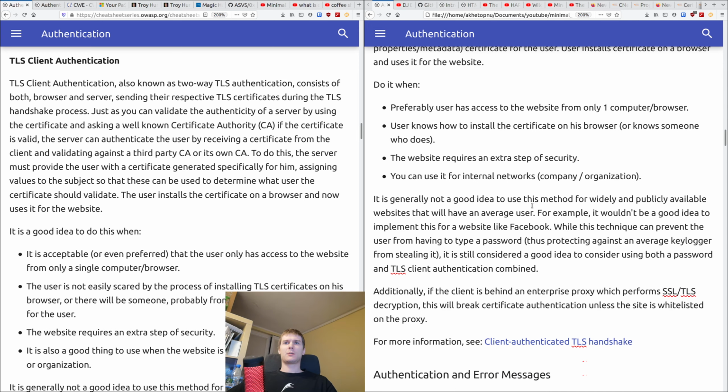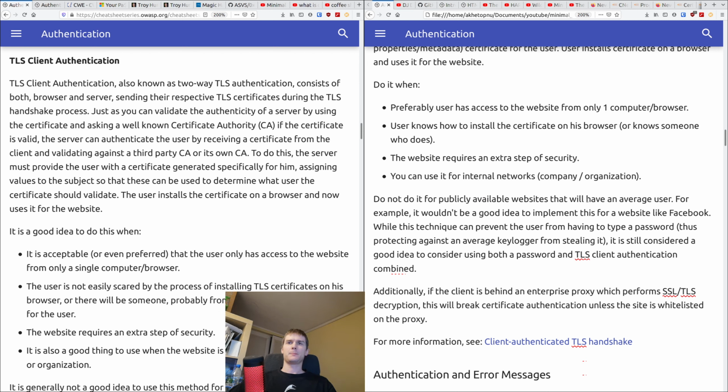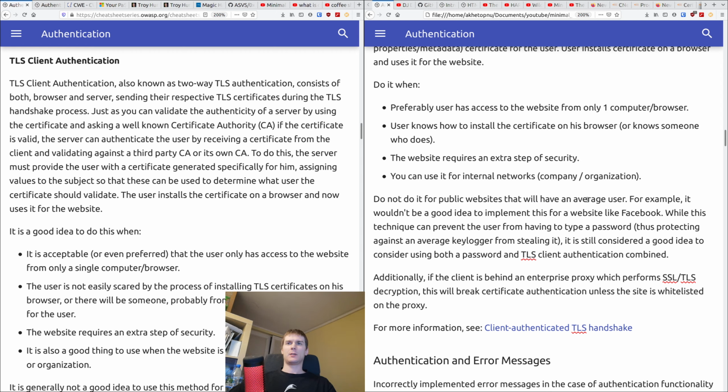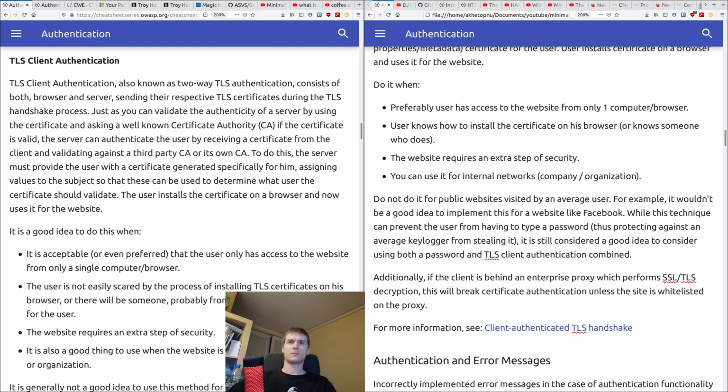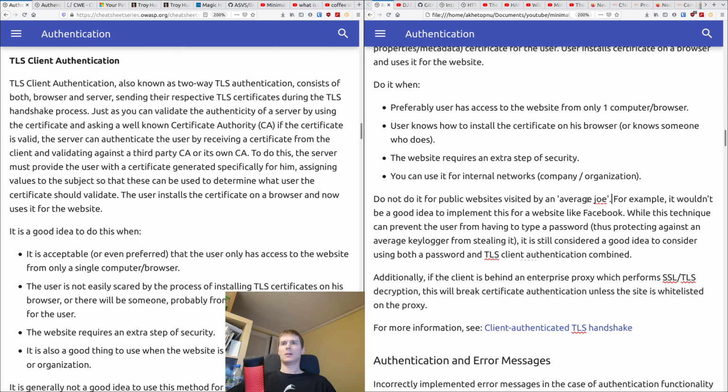It is generally not a good idea to use this method for widely public websites that will have an average user. For example, it wouldn't be a good idea to implement this for a website like Facebook.